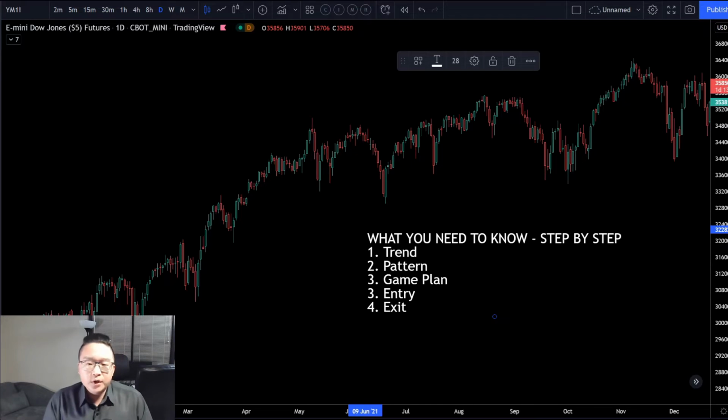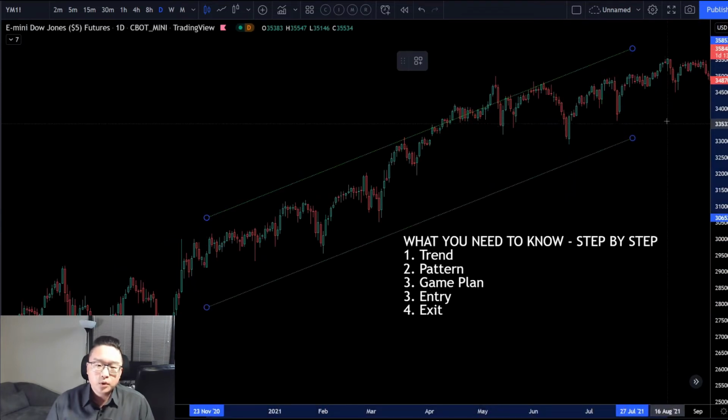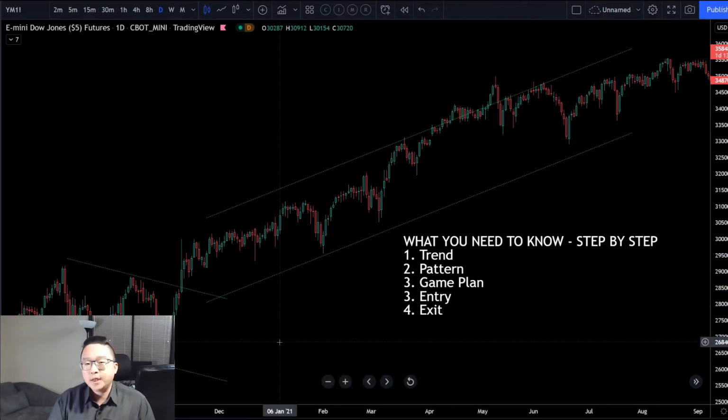First one is what you need to know, step by step. The first thing you need to know is trend. What trend is the market in, and what trend is the ticker you're looking to trade currently in, whether it's bullish or bearish? The easy way to determine that is using a channel. Is the channel trending upwards or downwards? That is crucial in determining your game plan, what your entries and exits are, and whether you're going to be trading bullish or bearish. Understanding the trend that your current market or ticker is in is a must.